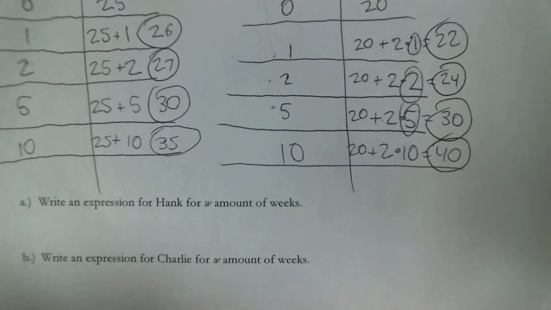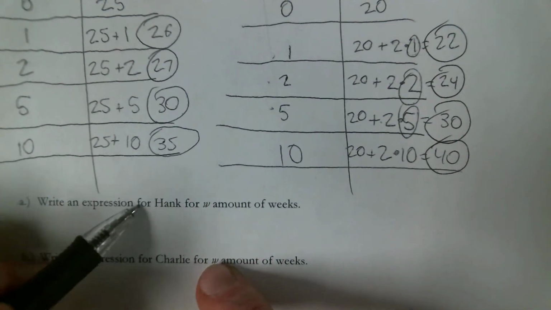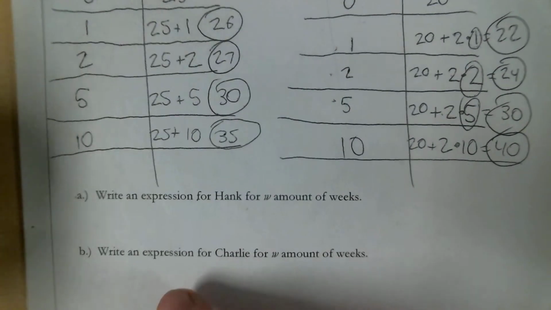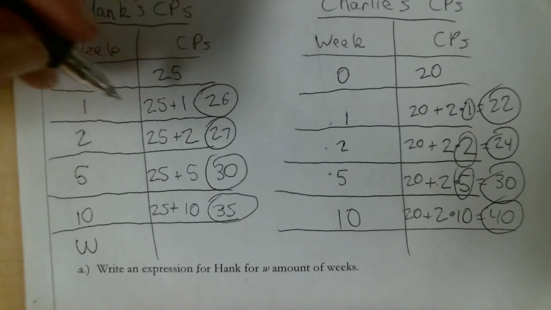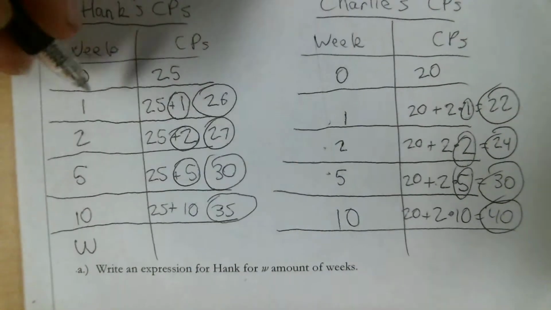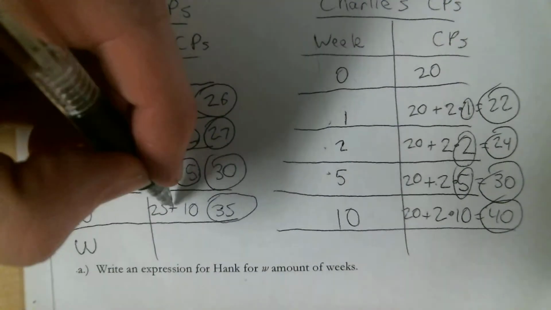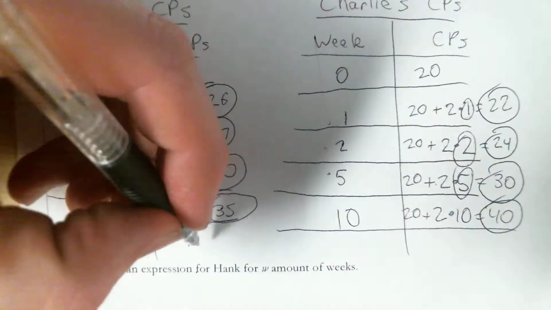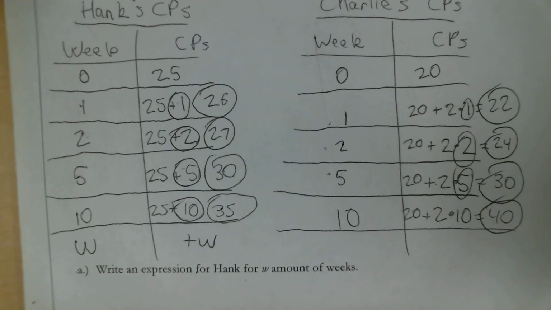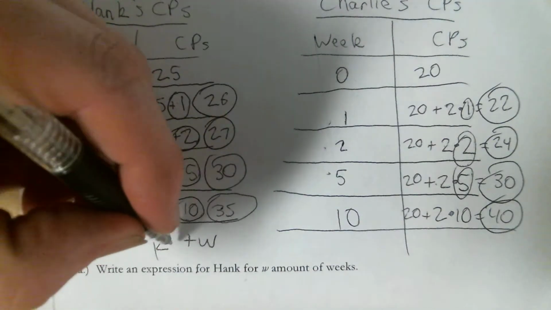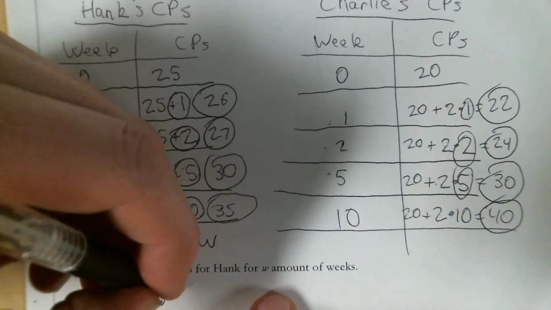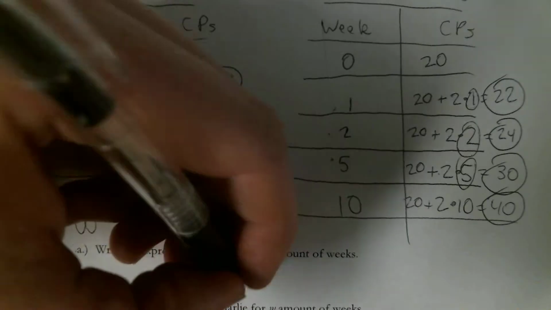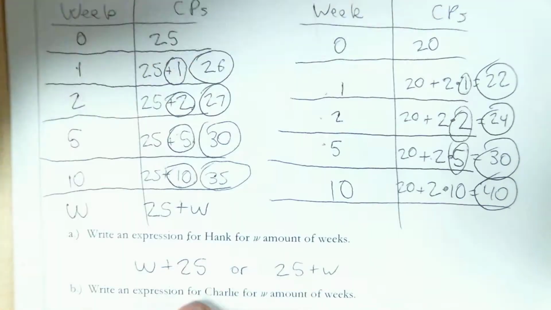So let's see if we can write an expression here. Write an expression for Hank for W amount of weeks. So Hank has W amount of weeks. So think about how I figured this out. I'm just adding the number of weeks, right? 1 and 1, 2 and 2, 5 and 5, 10 and 10. I'm adding the number of weeks to what number every time for Hank? I'm adding it to 25. So if I wrote an expression for Hank, for W amount of weeks, I could say his expression is W plus 25. But of course, we know order doesn't matter. So we could also have 25 plus W.